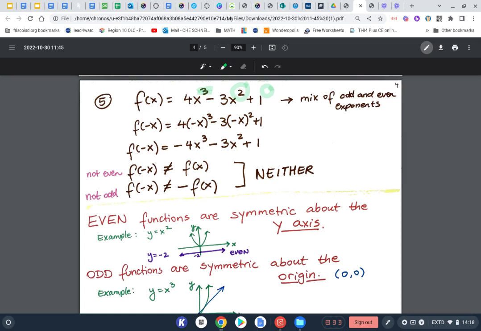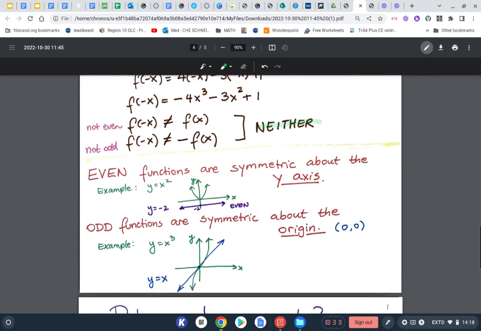And what happens now? Neither. You can perform the test and you will notice that you have a mix of things going on and it's no longer one way or another. So it's kind of not here, not there.